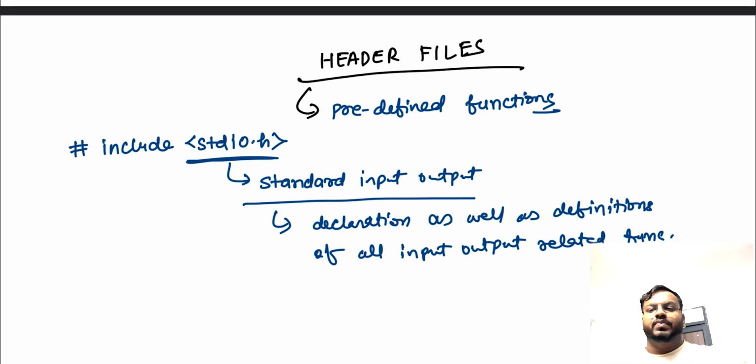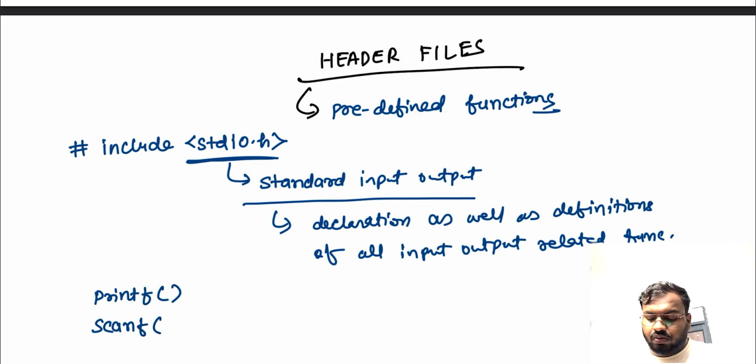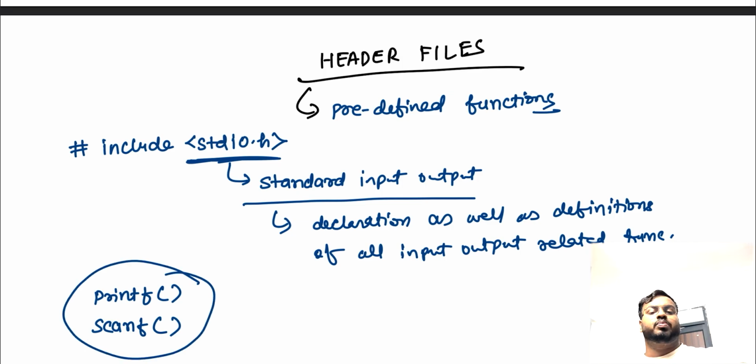For example, whenever we want to print something on the console, we use the printf function. Whenever we want to take input from the user, we use the scanf function. So what are printf and scanf? They are input output functions, but they are already predefined in C language in this particular header file, the stdio.h header file. So whenever you want to use input output functions in your program, you will have to include this header file.